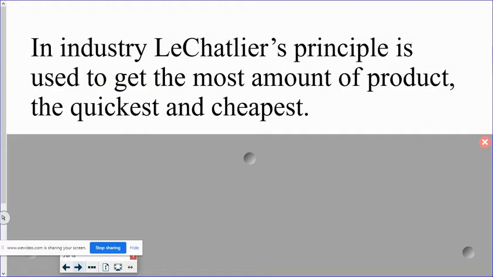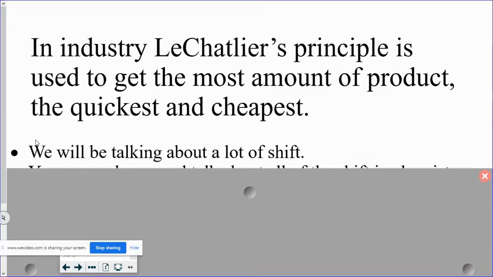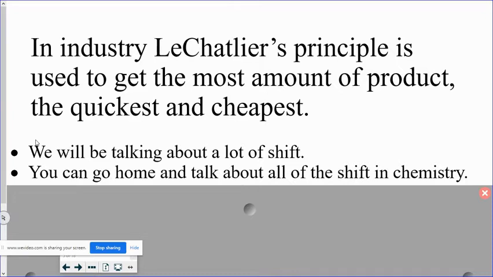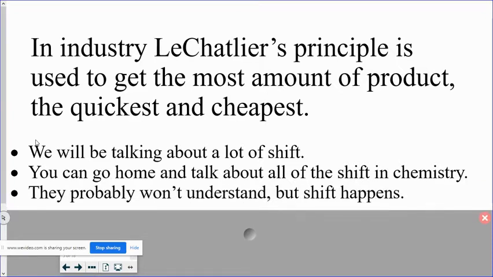In industry, Le Chatelier's principle is used to get the most amount of product, the quickest, and the cheapest. So this skill that we're teaching you in this unit, using Le Chatelier's principle, is one of those major components that you will use if you are a chemist out in industry. So we're going to be talking about a lot of shift today. You can go home and talk about all the shift that happens in chemistry. They probably won't understand, but shift happens.